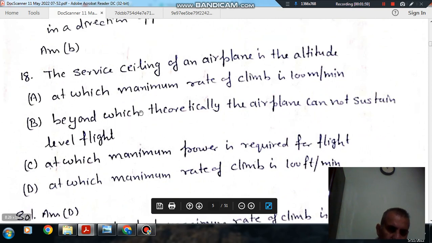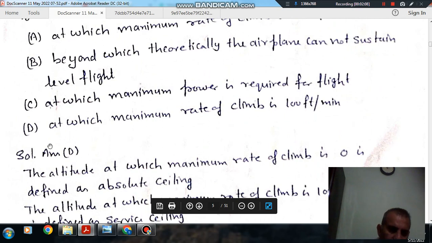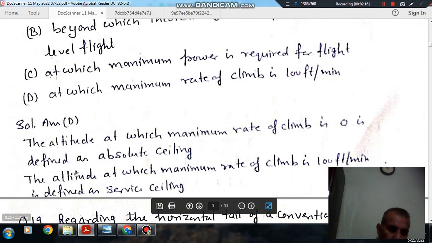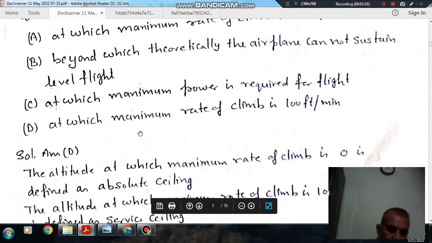The service ceiling of the airplane is the altitude at which the maximum rate of climb is 100 feet per minute. Okay, and the absolute ceiling is defined as the altitude at which the rate of climb is 0. So answer is option D.